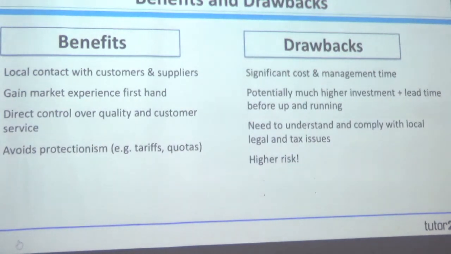Clearly, though, the drawbacks are about risk. There is significantly higher risk in running an operation overseas, in terms not just of the financial cost, but also management time, and also the need to make sure that you are complying with the external environment, in particular local regulations, laws, and so on and so forth.